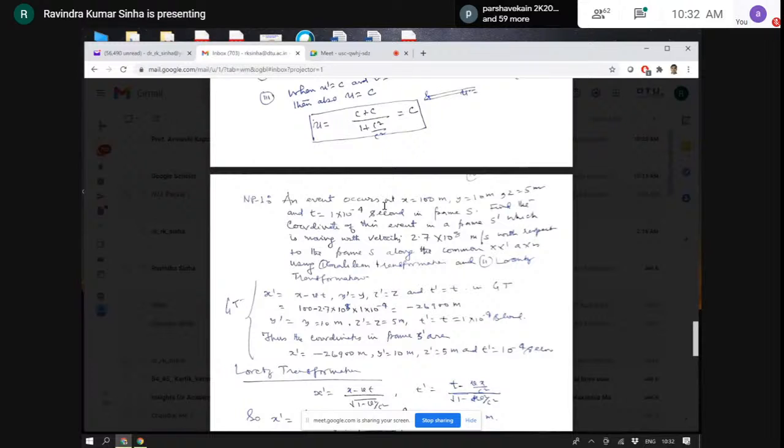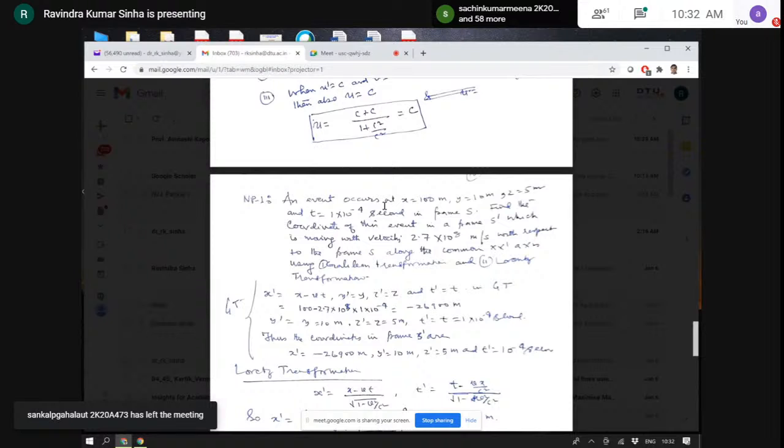Okay, in frame S, find the coordinate of this event in a frame S dash, which is moving with a velocity 2.7 × 10^8 meter per second with respect to the frame S.